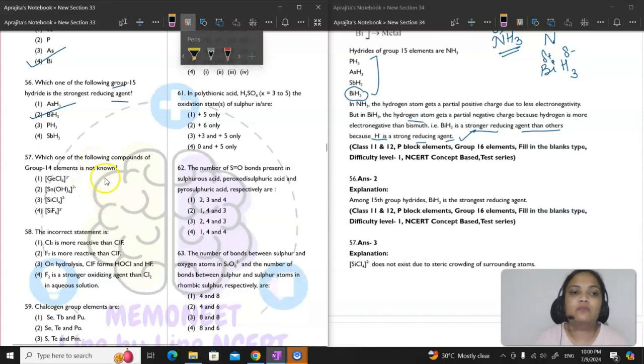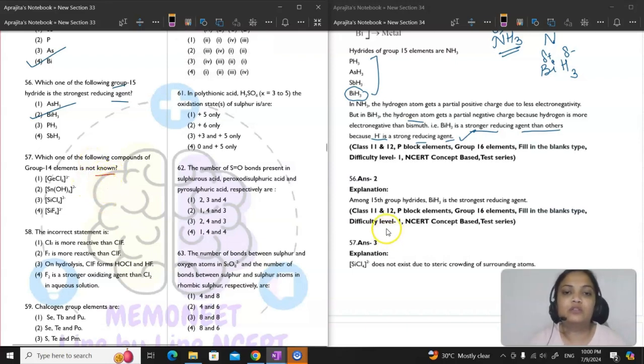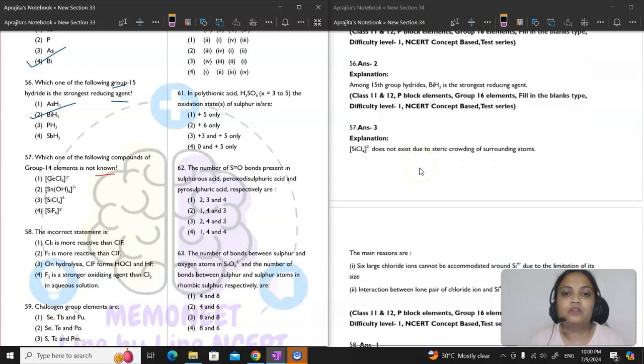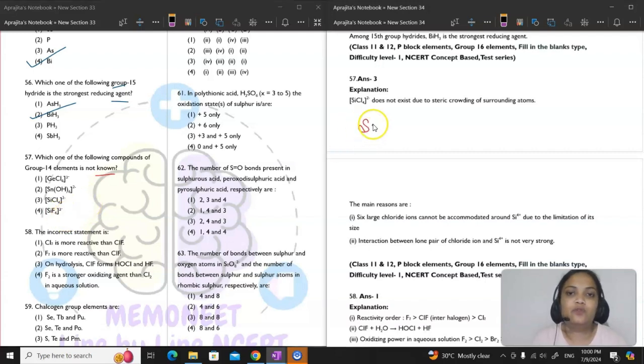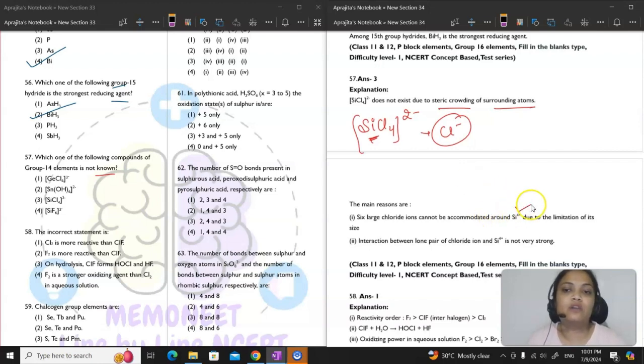Which one of the following compounds of group 14 elements is not known? If I talk about group 14 elements, in this case SiCl6 2 negative does not exist because of the steric crowding of surrounding atoms. Silicon is not that big, and chloride ions are large in size. So 6 chloride ions cannot be accommodated around Si4 plus.